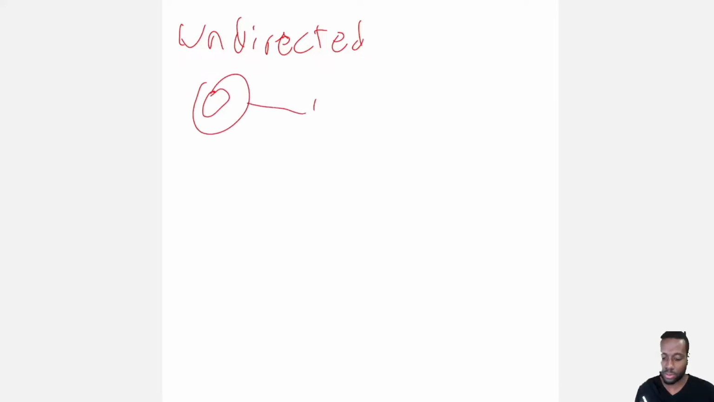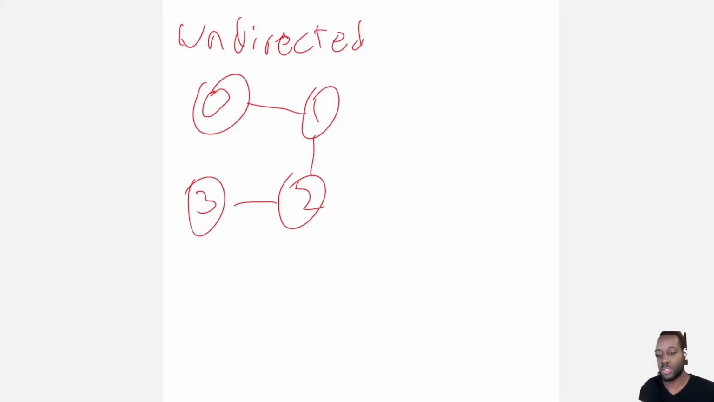We're going to cover the undirected graph first. I'm putting my pen down and writing: undirected. I apologize for the bad handwriting, it's kind of hard to write. I'm going to draw an example: 0, 1, 2, 3. We're going to represent that graph.